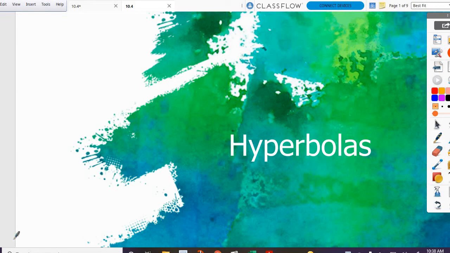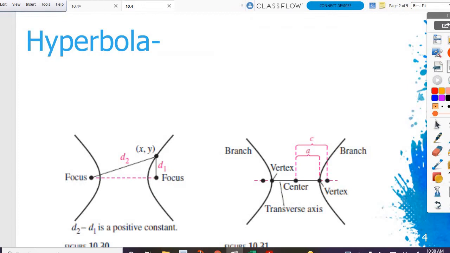Today we're looking at our last conic section, which is a hyperbola. It is basically two parabolas that are facing opposite directions from one another. The definition of our hyperbola is very similar to our ellipse.